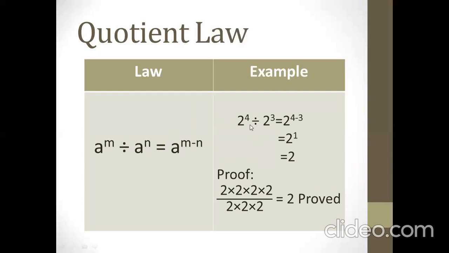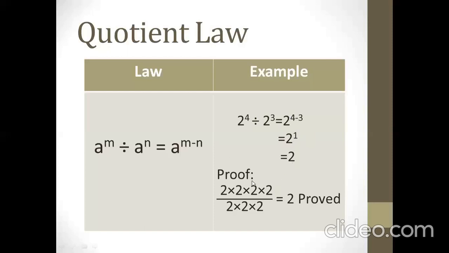Here we have the same base with different exponents. Now, what do you have to do? You have to write the base once, 2 only once, and just subtract the exponents. 4 minus 3 is 1, so 2 raised to the power 1, right? And this 1 tells you how many times you have to use the base? Only once. The 2 is the answer, right?